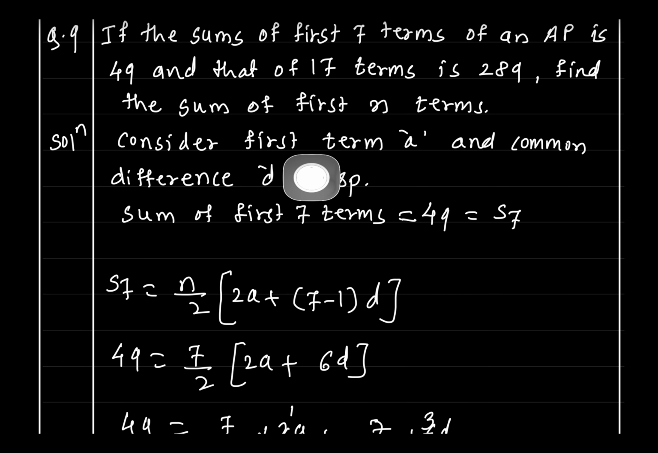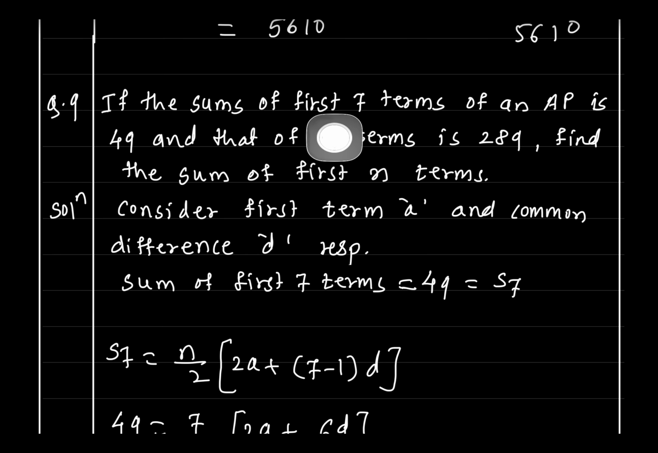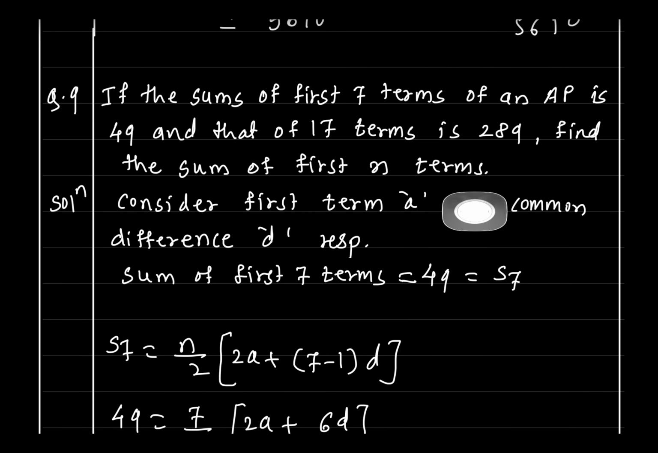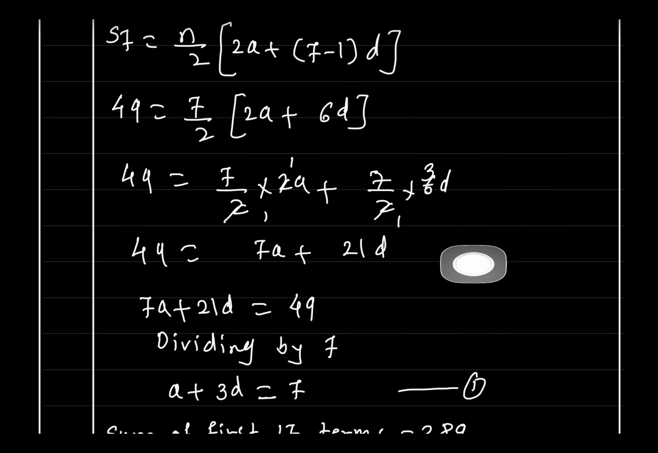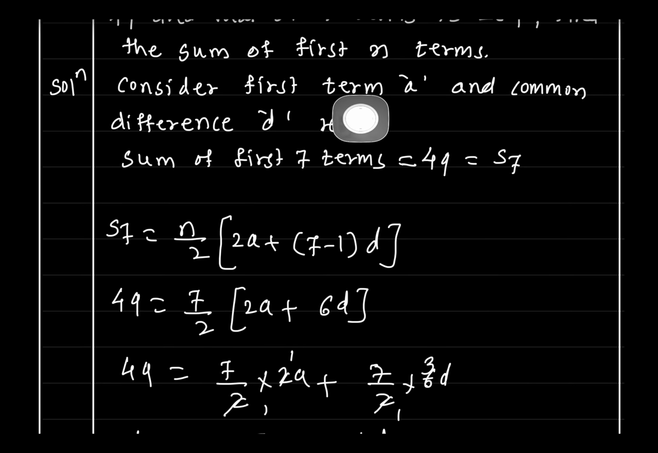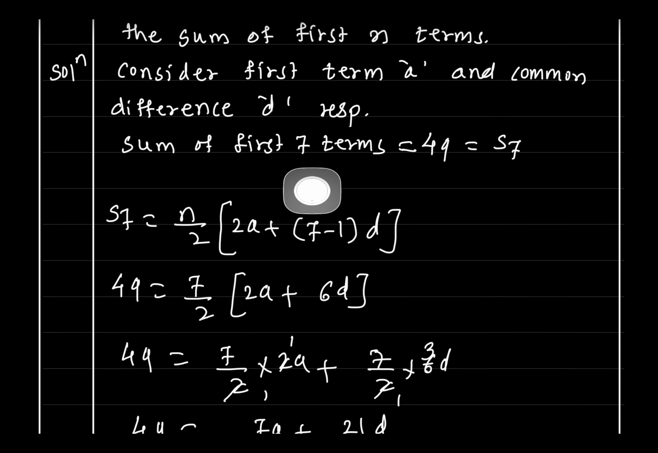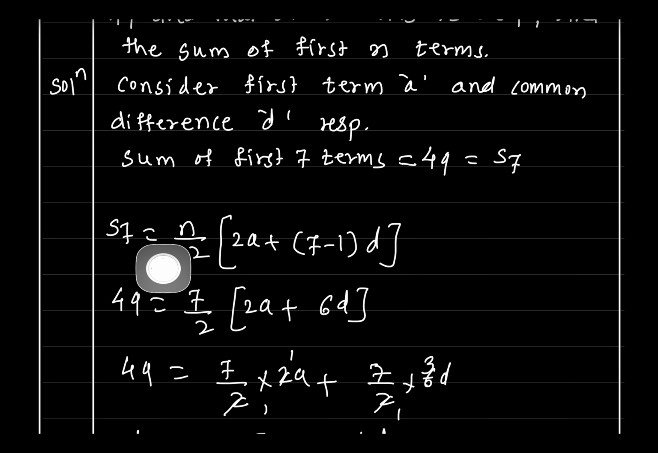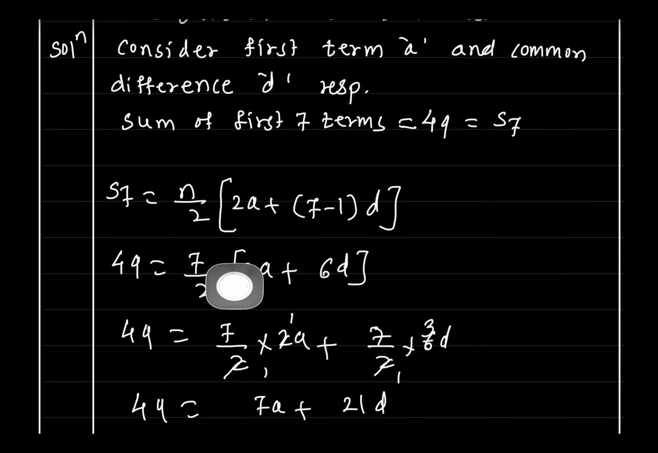Now question number 9. If the sum of the first 7 terms of an AP is 49 and that of the first 17 terms is 289, find the sum of the first n terms. So see what is given: the sum of the first 7 terms, S7, is 49. Consider first term a and common difference d.